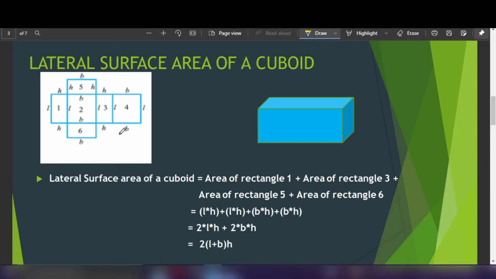So considering this pattern, the 2 rectangles 2 and 4 will not be included. So now we have to find the lateral surface area of a cuboid only with the areas of the 4 rectangles. That is, area of rectangle 1, area of rectangle 3, area of rectangle 5 and area of rectangle 6. That is L into H, L into H, B into H and B into H. So it's 2 times LH and 2 times BH. When you take 2 and H outside, you will get 2 into (L plus B) into H.